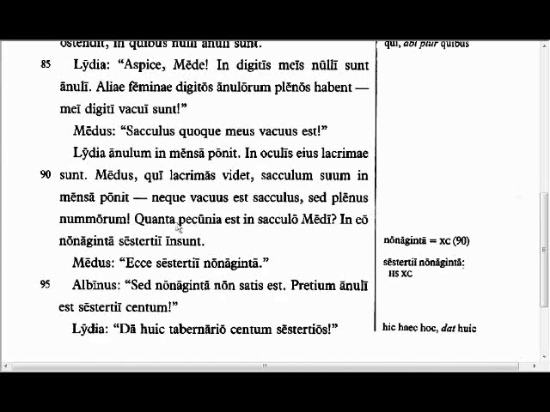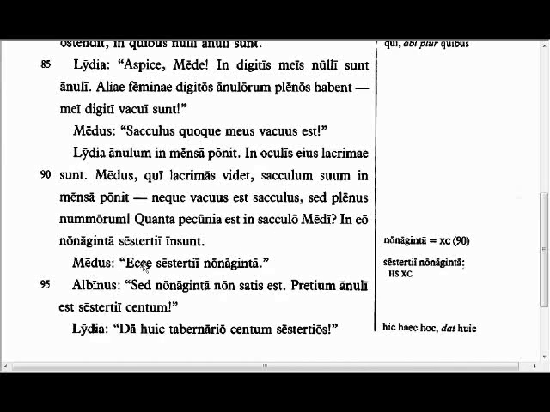How much money, quanta pecunia, is in Medus's money sack? There are 90 sestertii in it. Insunt is just in plus sum est, sunt, so are in. And we could say in eo nonagenta sestertii sunt, there are 90 sestertii in it, but insunt makes it more clear that they're in the bag.